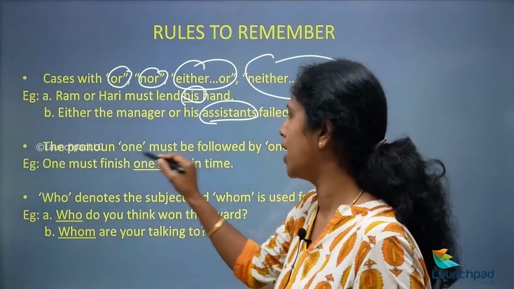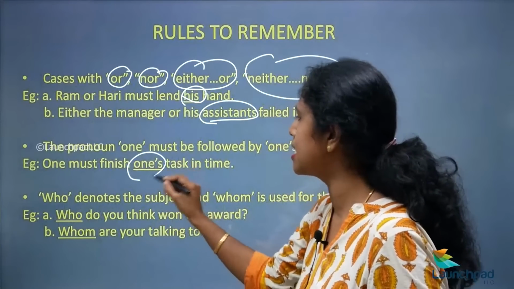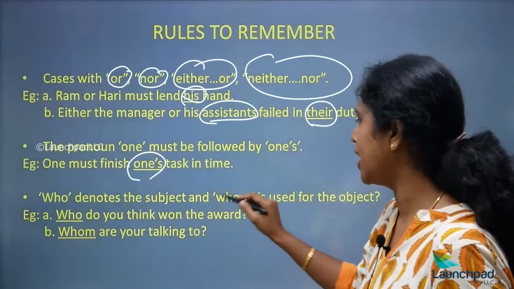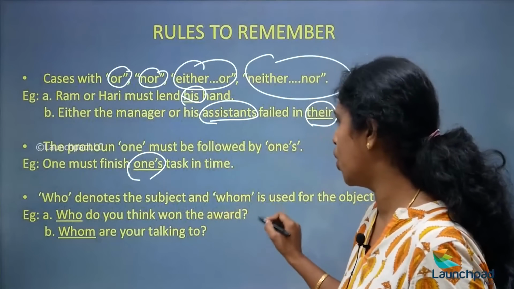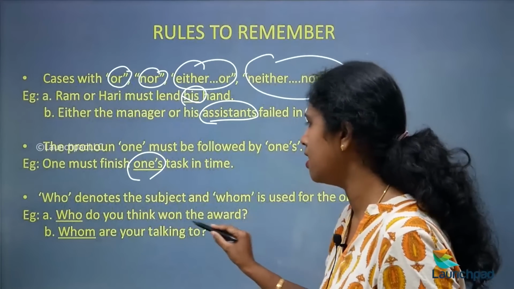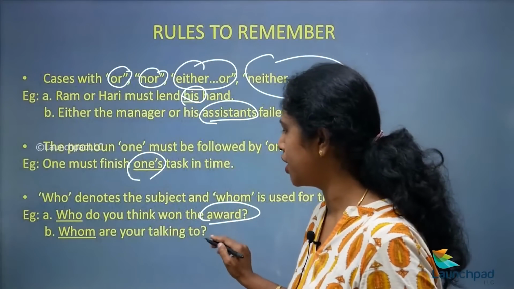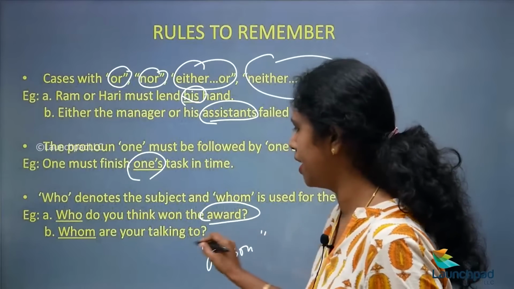Next, the pronoun "one" must be followed by "one's." One must finish one's task in time. Okay. Next, "who" denotes the subject and "whom" is used for the object. Who do you think won the award? So, "who" is denoting the subject, right? It's about the award. So, whom are you talking to? It's about the person. Person is hidden there, right?